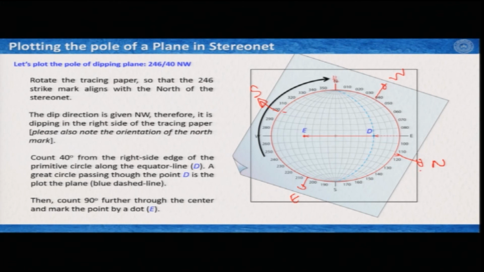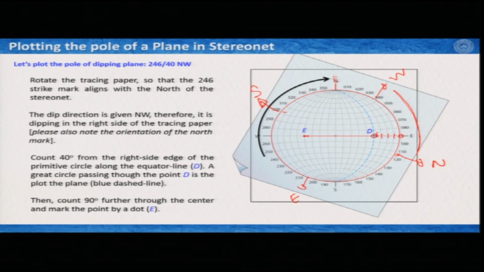And what we see is that the dipping plane is dipping 40 degrees towards northwest. So, in this case it must be on this side. Again we can count 40 degrees, which is the dip angle. So, 10, 20, 30, 40, and we get our dip angle here in the stereo net. But that is not the end, because we have to plot the pole.